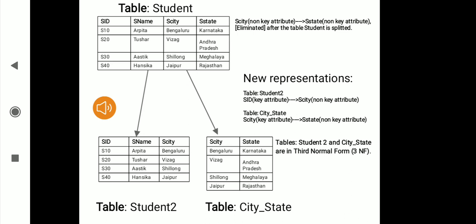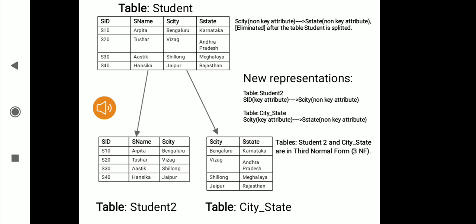Look at the diagrams in the slide. The transitive dependency has been eliminated by splitting the table student into two different tables. Those are student 2 and city state. As a result, the representation where SCT, a non-key attribute, determines another non-key attribute state in the table student has been eliminated. The column state has been moved to a different table called city state, as shown in the diagram.